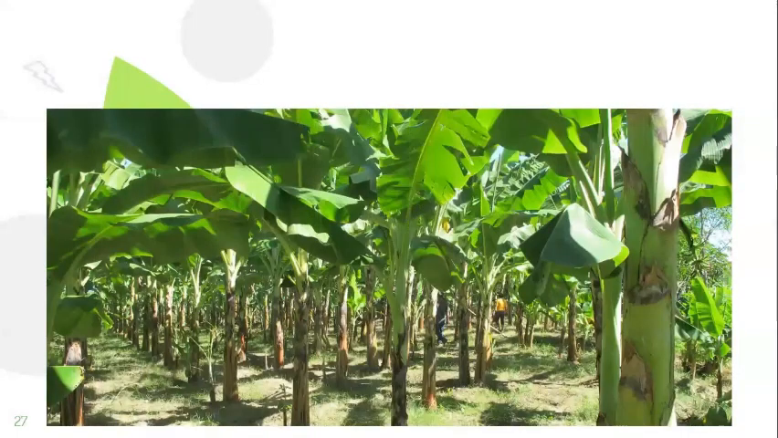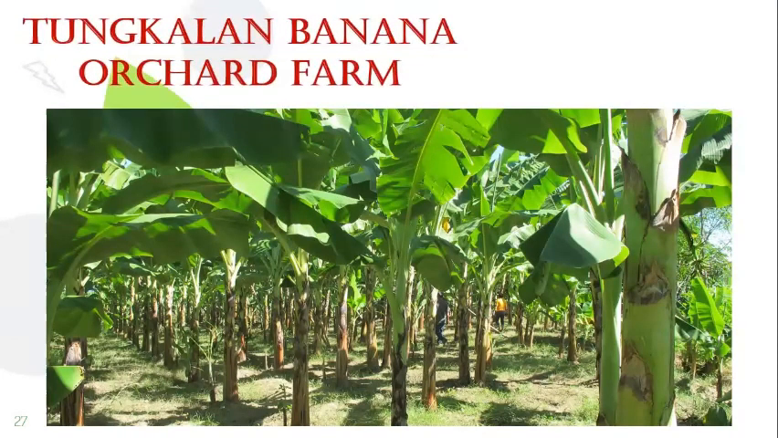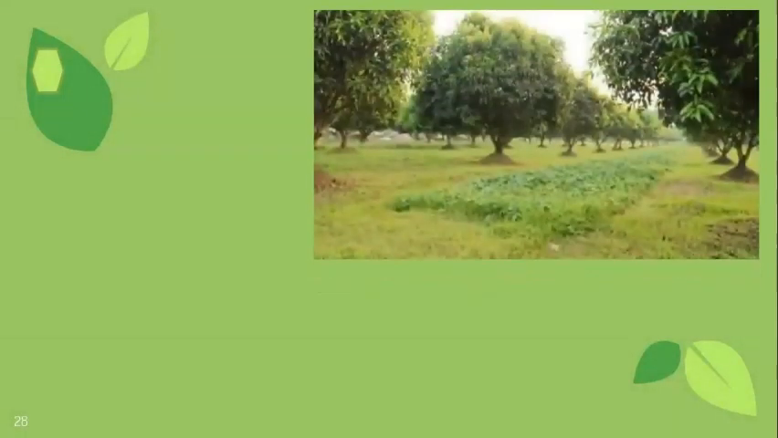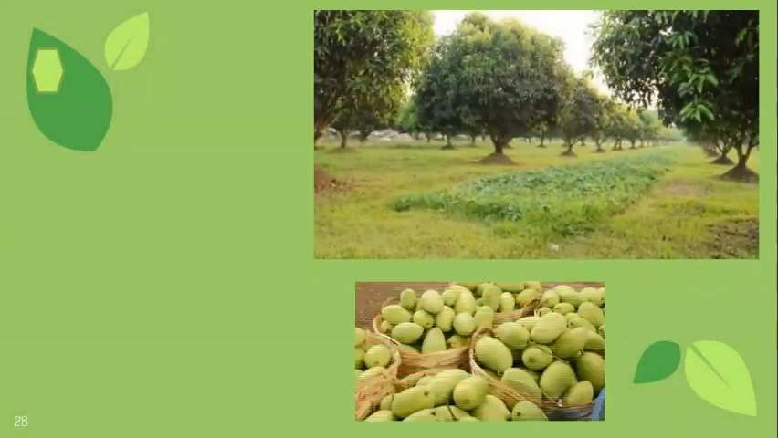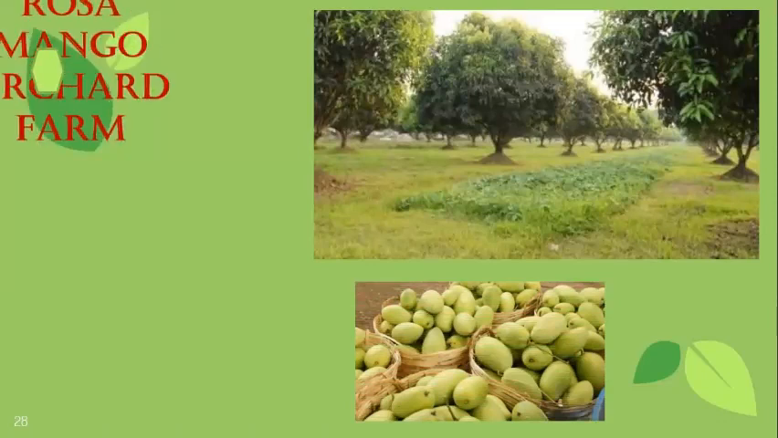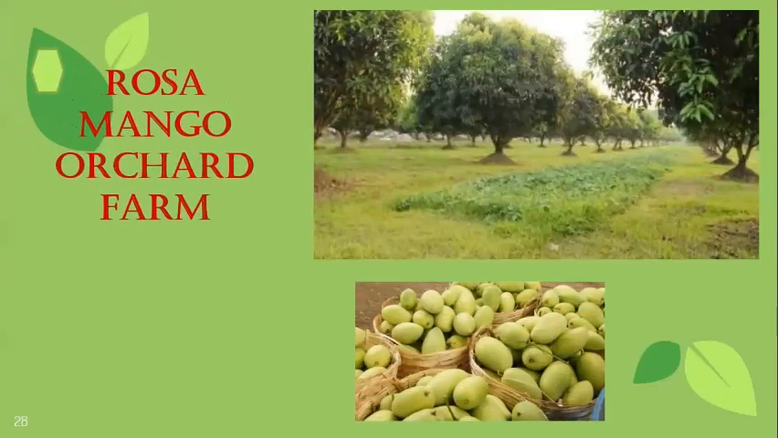How about this one? Have you seen this in your surroundings? Yes, this is the Tungkalan Banana Orchard Farm located in Davao City. Try to observe the farm or the orchard. Yes, this is their product. It is the Rosa Mango Orchard Farm located in Luzon.